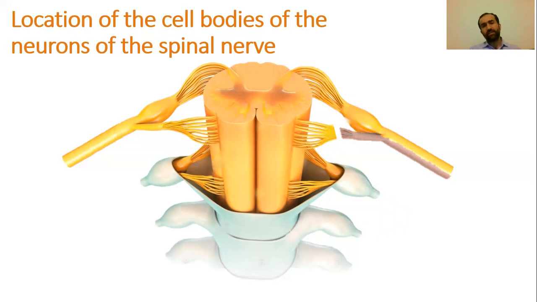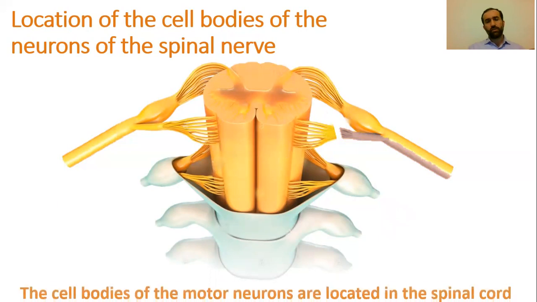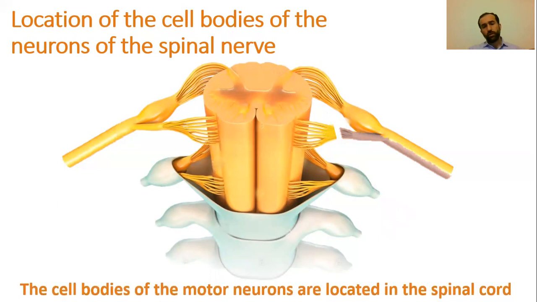And since all the fibers are the same, we have to conclude that the cell bodies are found where? Inside the spinal cord itself. In the gray or white matter, we have to make another study. The motor neurons are located in the spinal cord. Where in the spinal cord?